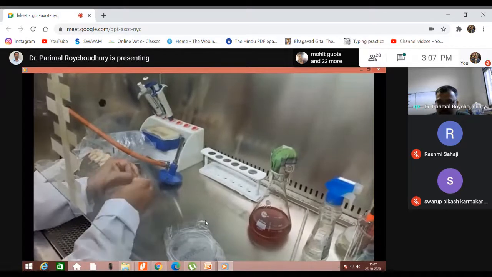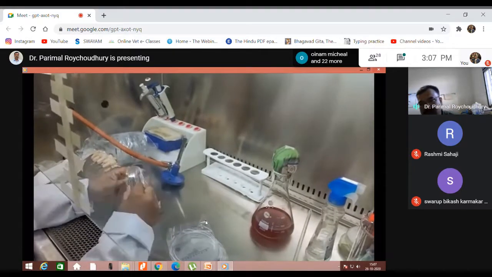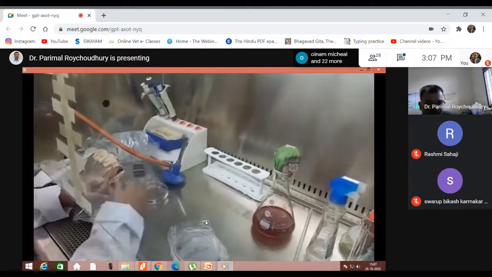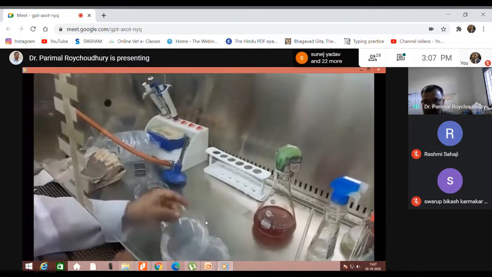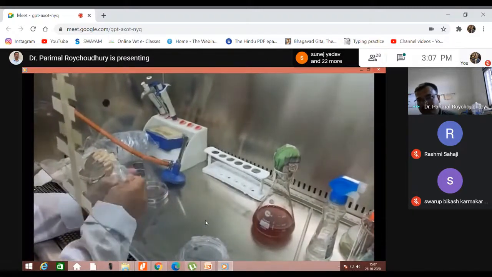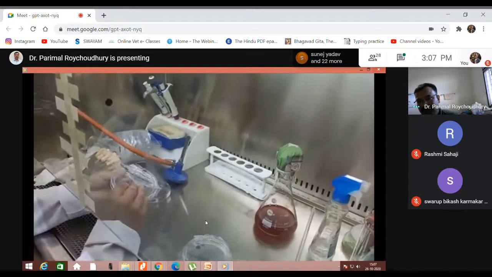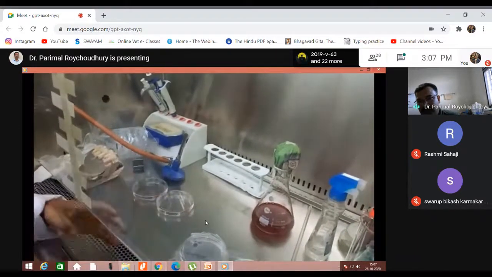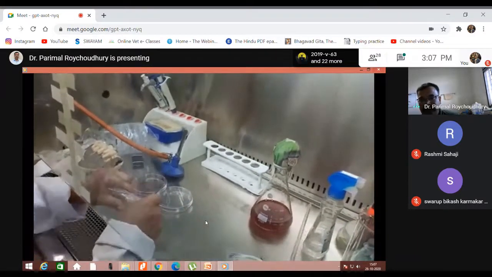So these are all sterile plates. If I ask you how these plastic plates are sterilized, your answer will be by gamma radiation. And these are some sterile plates, individually packed.